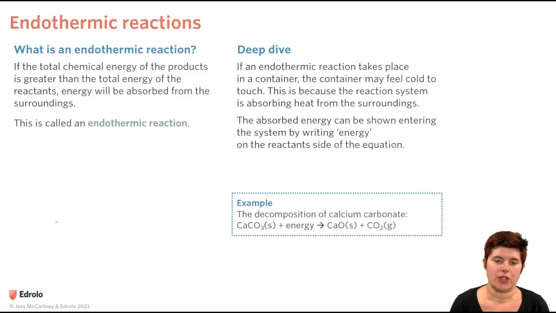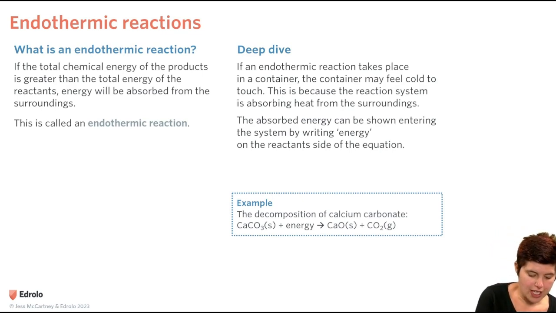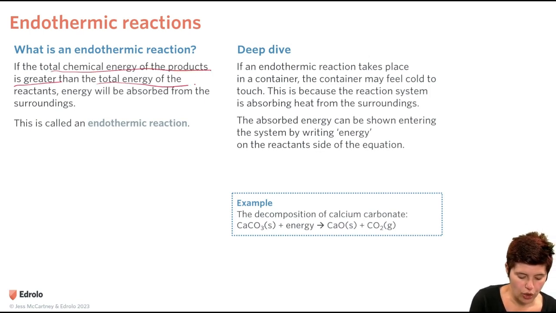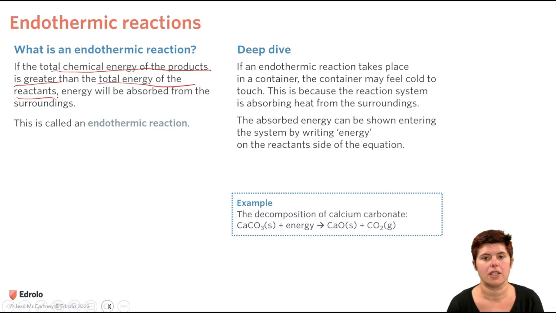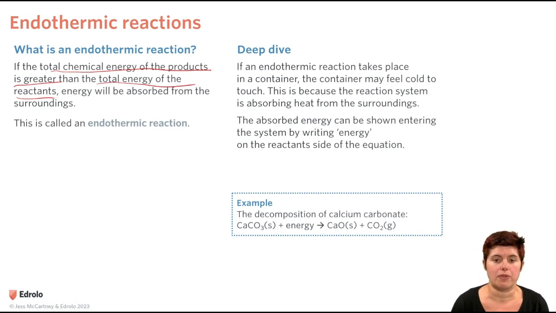Like in an exothermic reaction, we need to start thinking about endothermic reactions in terms of the chemical energy in the products and the reactants. An endothermic reaction is where the total chemical energy of the products is greater than the total energy of the reactants. I am going to show you some diagrams very soon that will show that in better detail.